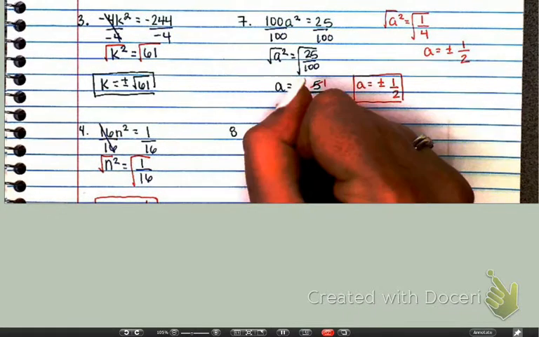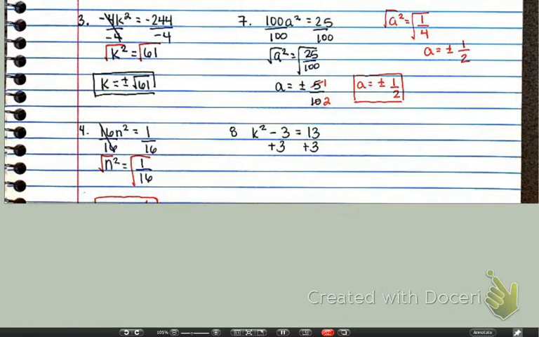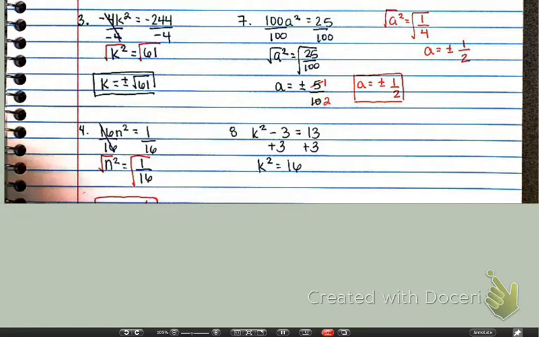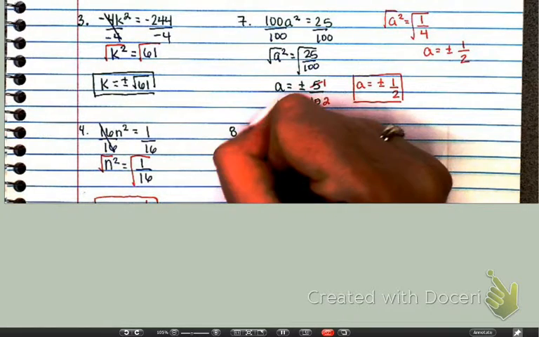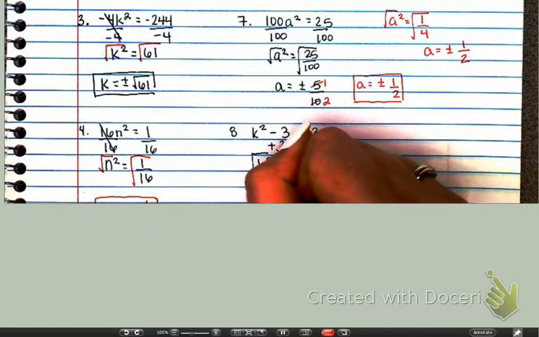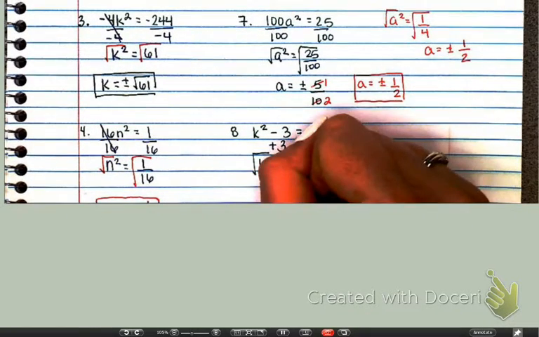Okay. Lastly, number 8, I'm going to add 3 to both sides, giving me k squared equals 16. If I take the square root, k equals what? Plus or minus 4.